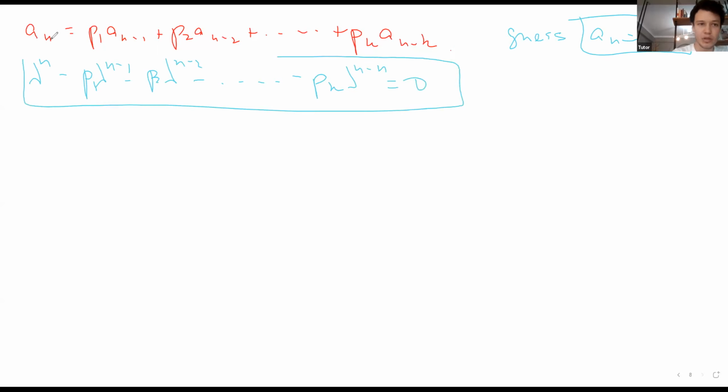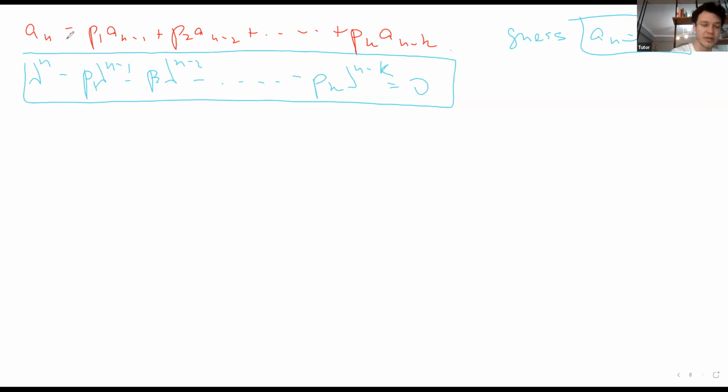So what is this? Well, you may say that this is a polynomial. Sorry, let me clear this up a little bit. And minus k is equal to 0. So you may say that this is a polynomial of nth degree. But what you can do is you can always simplify by lambda to the n minus k. So if I simplify by this lambda, what do I get?